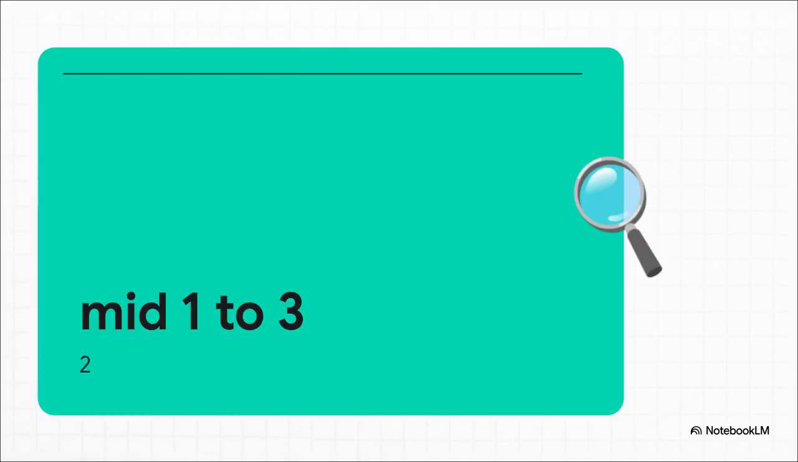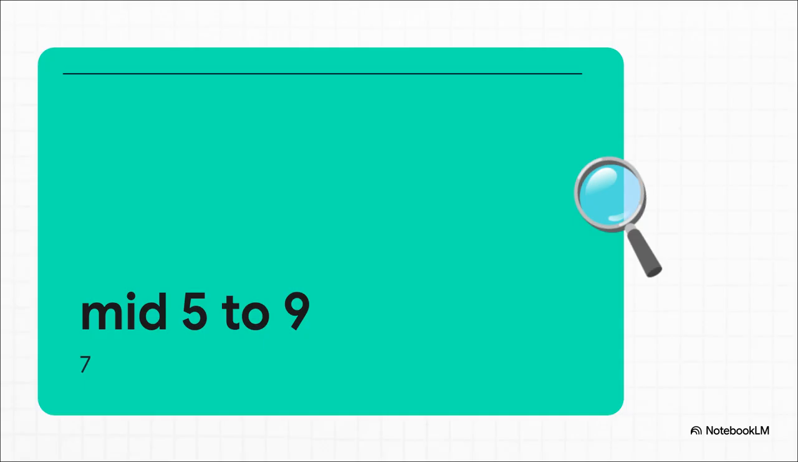Let's test this out with the very first example from our source. It gives us mid 1 to 3. Okay, so the numbers are 1, 2, and 3. The middle number is, obviously, 2. Simple enough. So far, the logic is holding up. And the source gives us another one just to make sure we've got the pattern down, mid 1 to 5. So you've got the sequence 1, 2, 3, 4, 5. And the one smack in the middle is 3. Yep, the rule is consistent. We're definitely on the right track here.